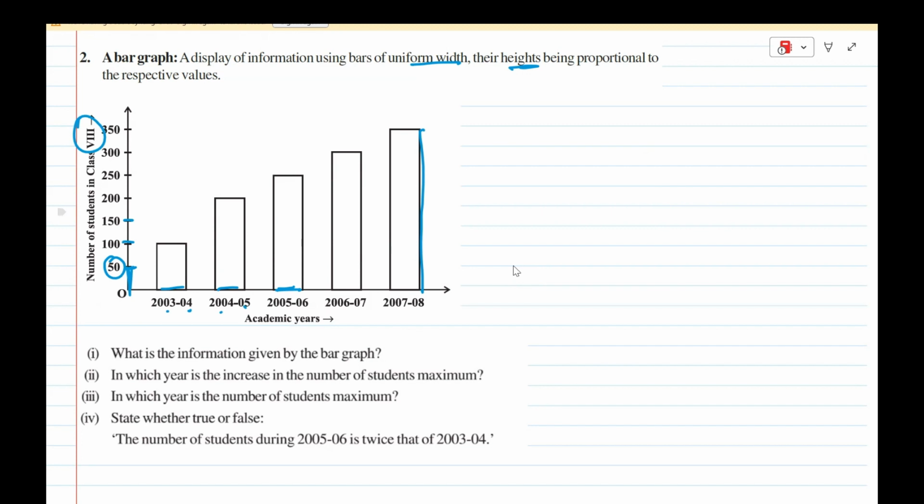Now, based on this data, we can give some answers. And what is that? What is the information given by the bar graph? So it is the number of students in a particular academic year, correct?